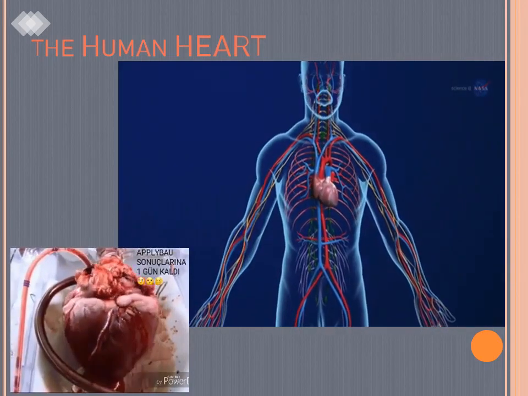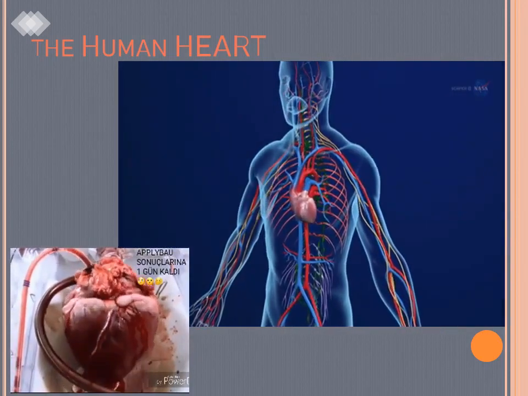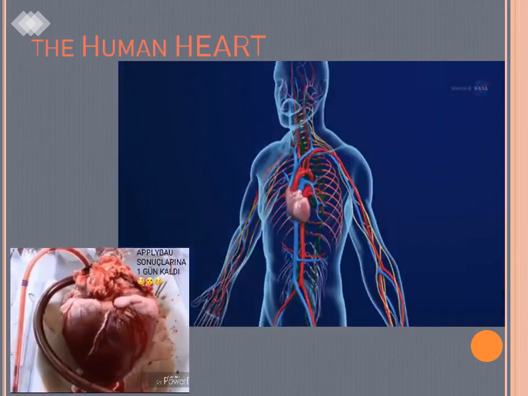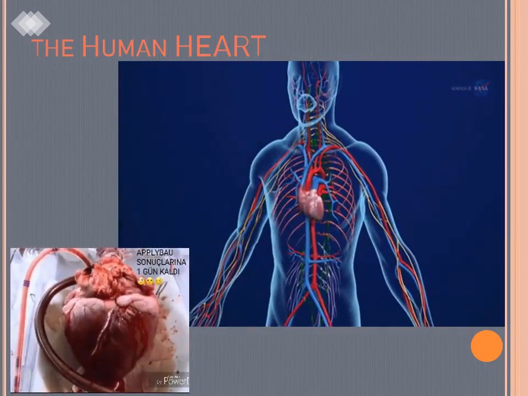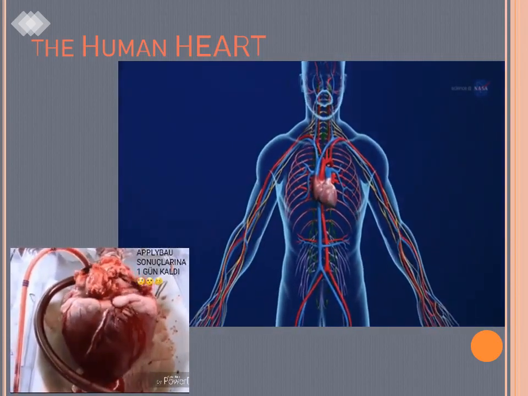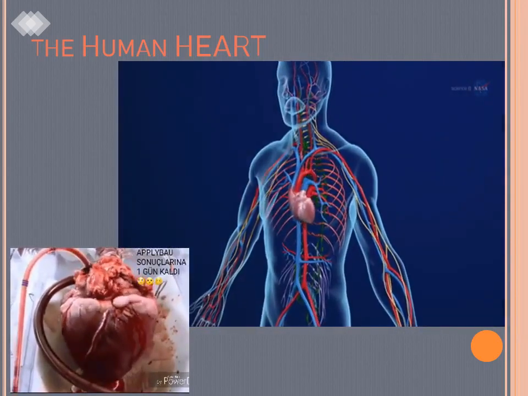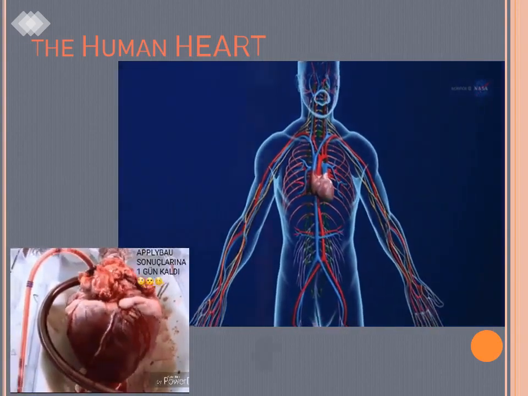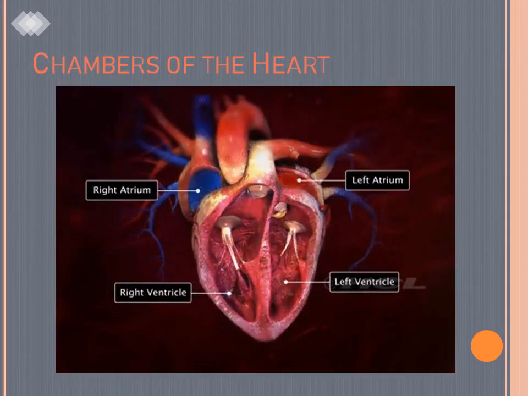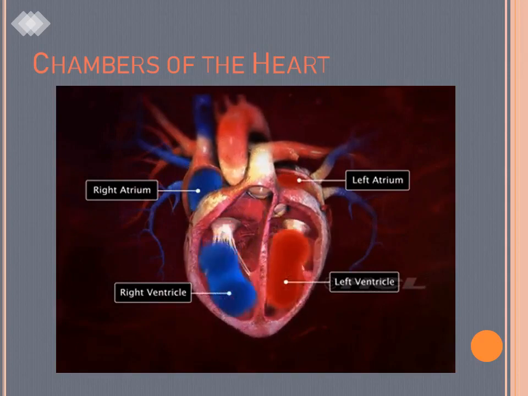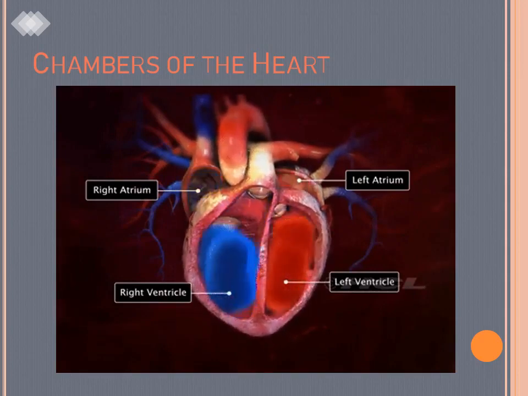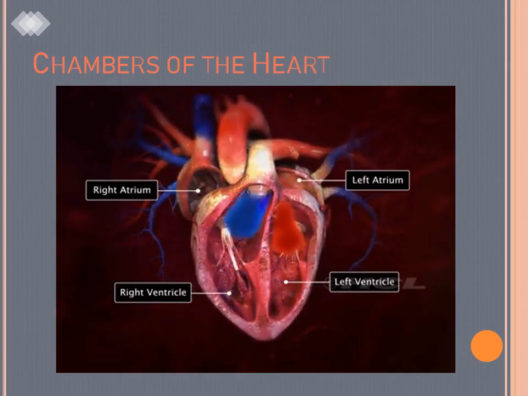The heart is a hollow muscular organ located in the chest cavity between the lungs. Its main function is to pump blood through the blood vessels by repeated rhythmic contractions. The heart is divided into two halves by a tissue called septum. This septum prevents the mixing of oxygen-rich blood and oxygen-poor blood.